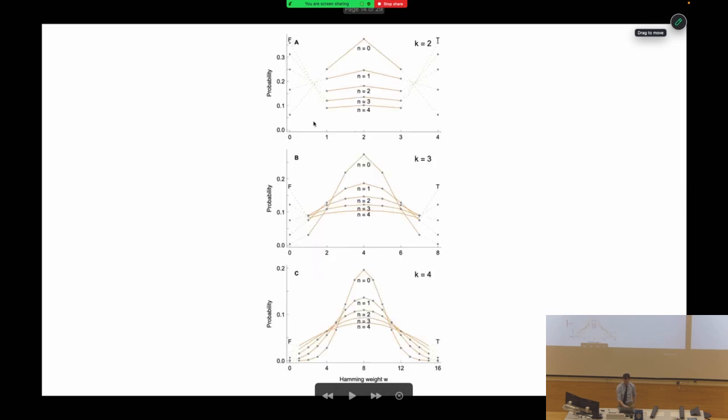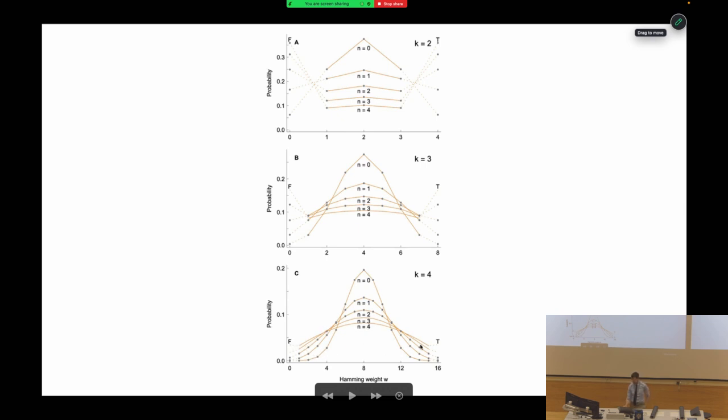Here we've plotted n equals 0, which I just described, n equals 1, n equals 2, and so on. What we see is that this distribution starts to flatten out, but also true and false start to jump up. Look again at k equals 3. The distribution flattens out, true and false start to rise up. K equals 4, the same thing happens: it flattens out, but true and false rise up a little bit more slowly this time.